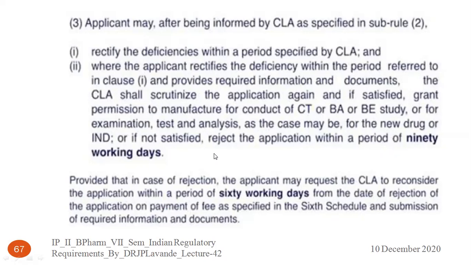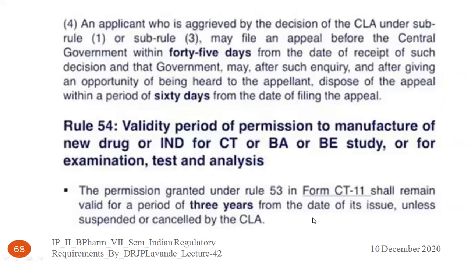So let's say, for example, within 30 days only the application is scrutinized and responded to by the CDSCO. So CDSCO had taken the 30 days only, and from that day onward, the 60 working days. If CDSCO had responded on the 90th day, that means CDSCO had taken the 90 days, 3 months, and from that day onward, the 60 working days from the date of rejection of the application, on payment of fees specified in the sixth schedule and submission of required information and the documents.